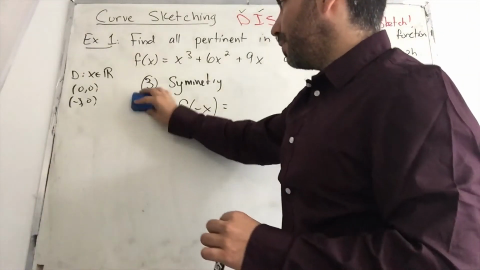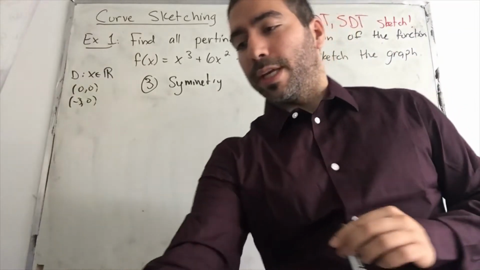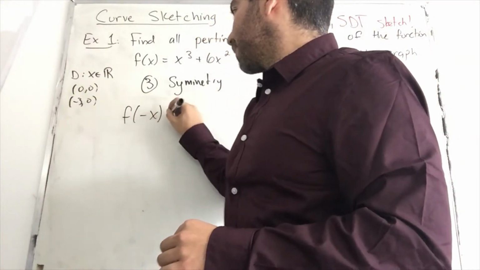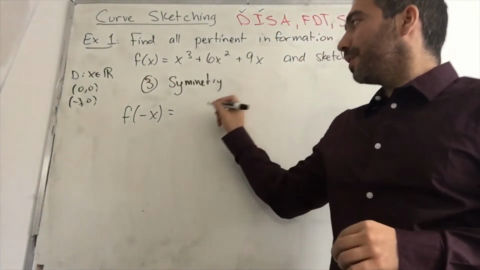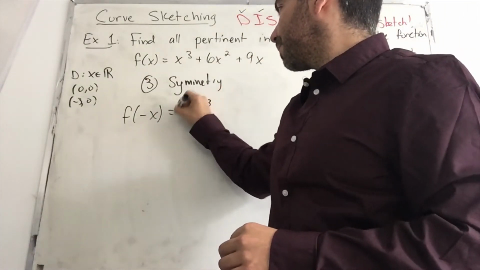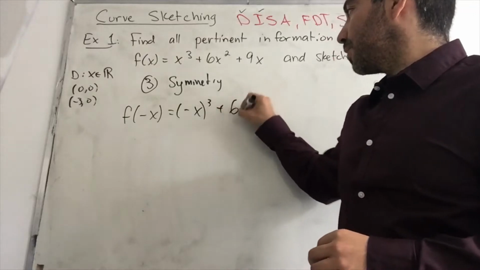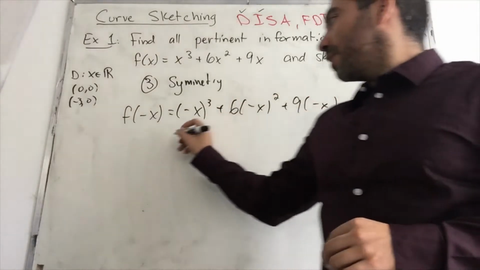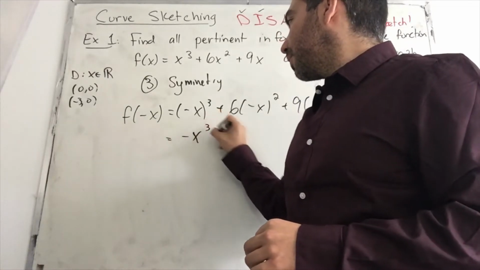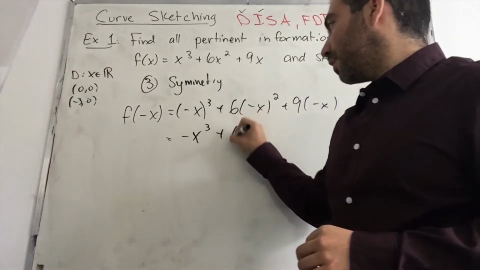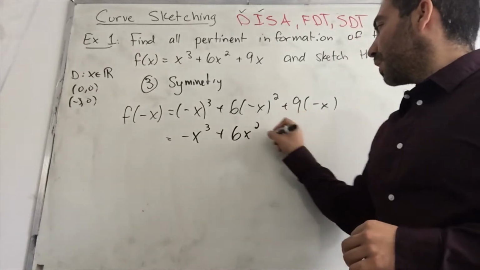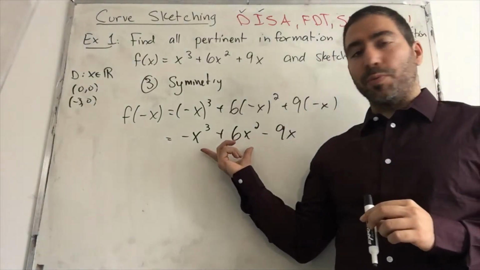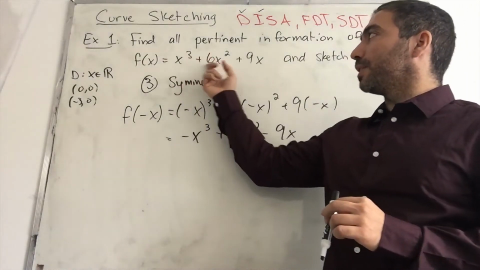Okay, so let me erase even. We're essentially doing both cases in one shot. So we have f of negative x. Substitute negative x into the function here. We get negative x cubed in brackets plus 6 times negative x squared plus 9 times negative x. This gives us negative x cubed plus 6x squared minus 9x. Okay. Is this the negative of what we started with? Because we started with x cubed plus 6x squared plus 9x.